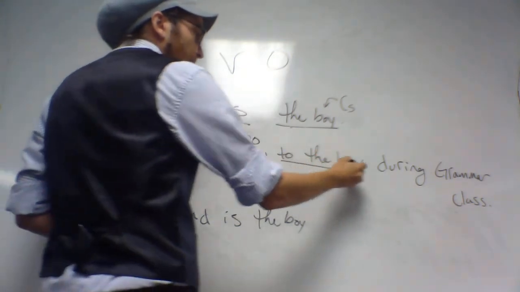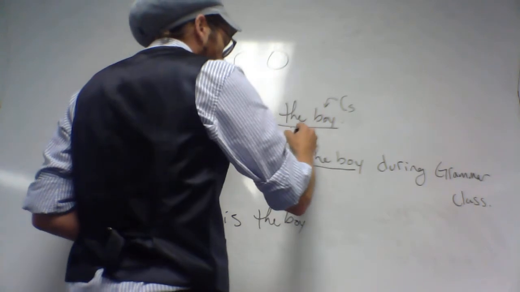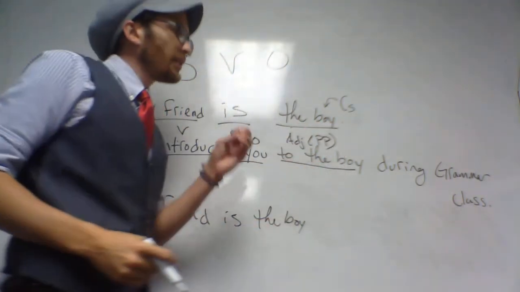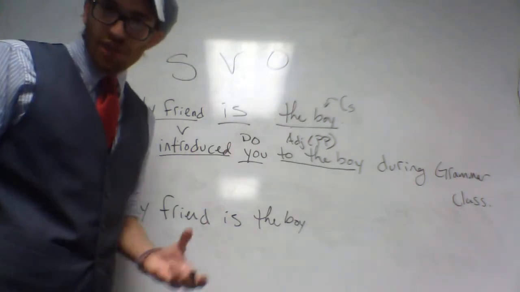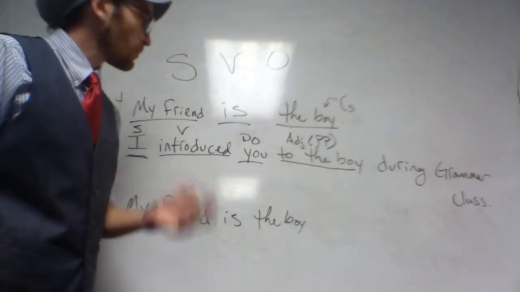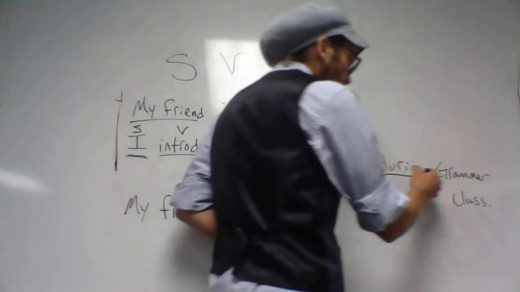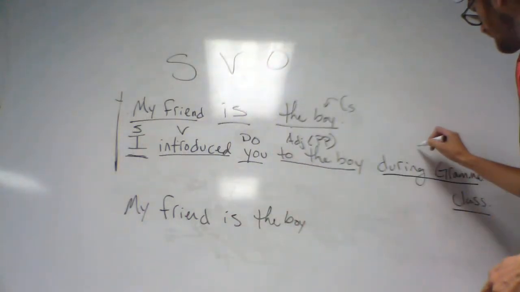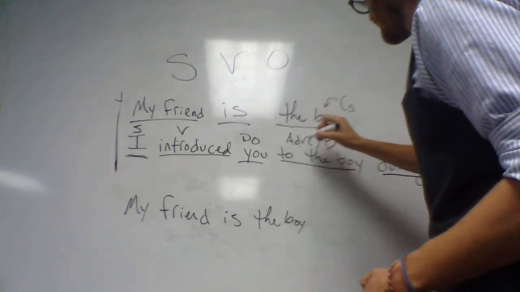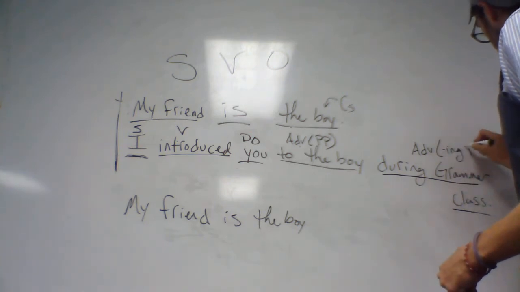Then to the boy is a prepositional phrase, might be called also an adverbial. And then during grammar class is an ing participle clause. It is actually going to function as an adverb as well. Both of these adverbs are giving you extra information. This would be an adverb, not adjective. Adverb, and this is, of course, an ing participle.